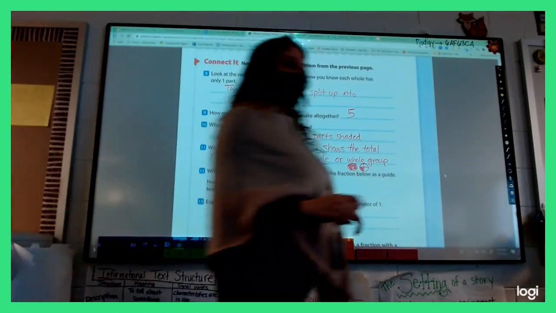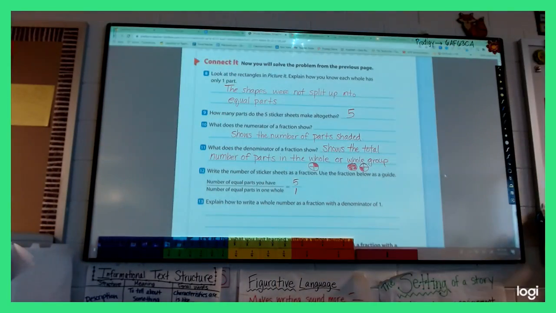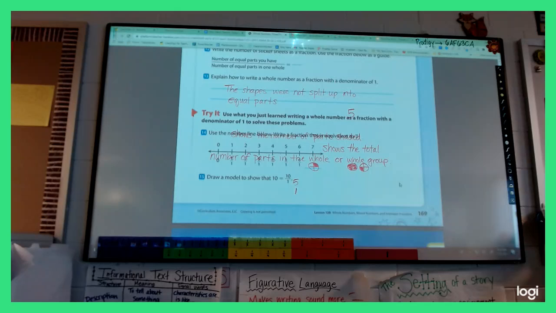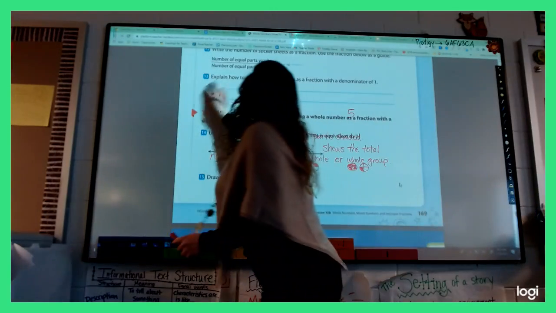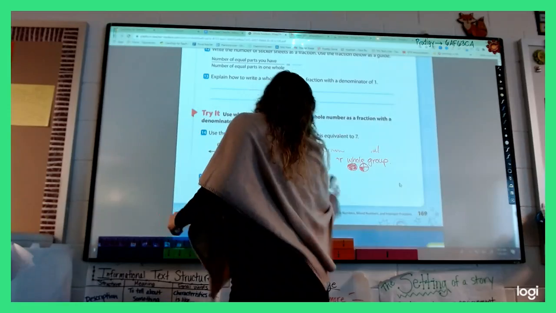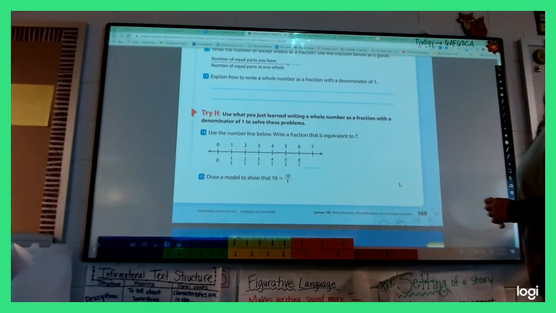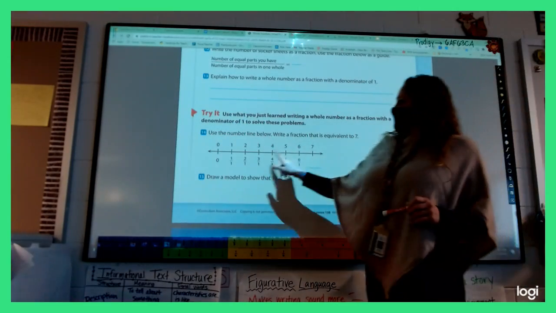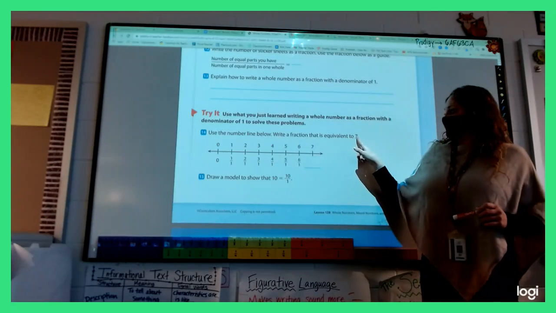But at the very bottom of the page, we have one final problem to work on. So please raise your hand if you would like to read the try it. Hayden, nice and loud. Try it. Use what you just learned writing a whole number as a fraction with a denominator of 1 to solve these problems. All right. Get this erased really quick. All right. Use this number line. Write a fraction that is equivalent to 7.